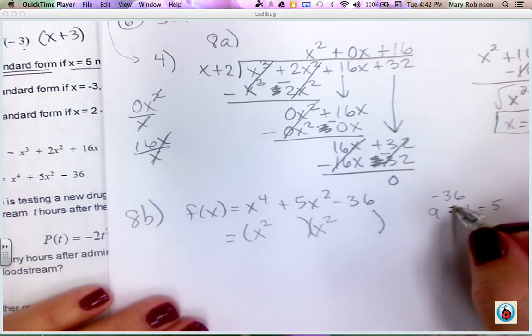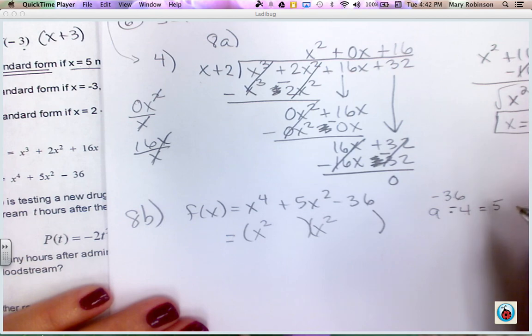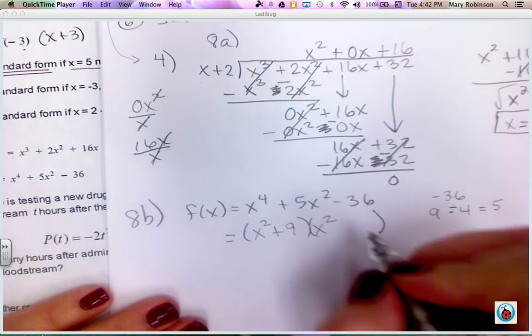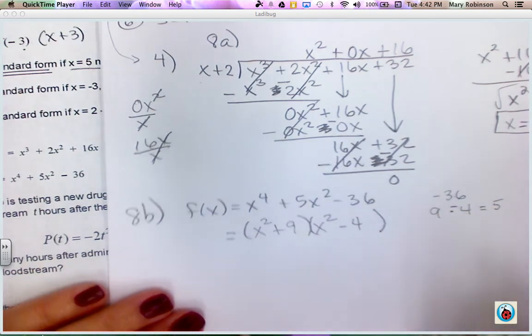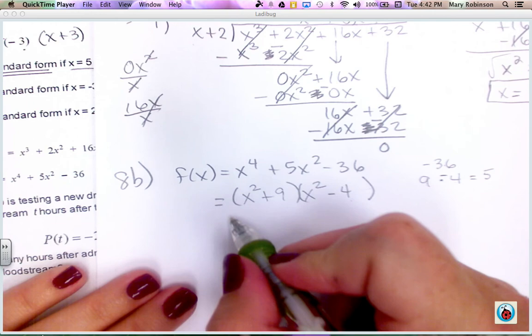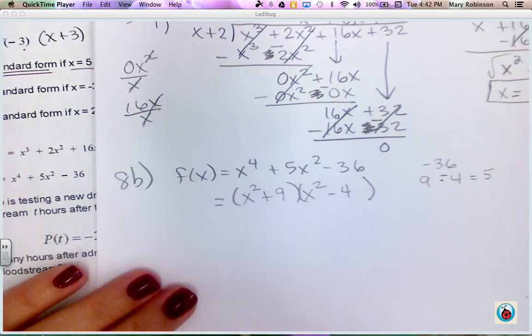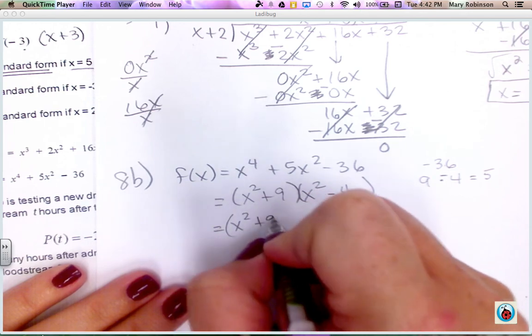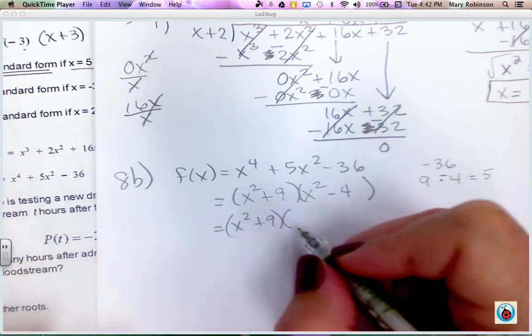But 9 times negative 4 will give us negative 36. So I'm going to have x squared plus 9 and x squared minus 4. So recall that x squared minus 4 is a difference of squares, while x squared plus 9 is a sum of squares. So let's not factor our sum of squares. That's not really factorable in terms of real zeros.